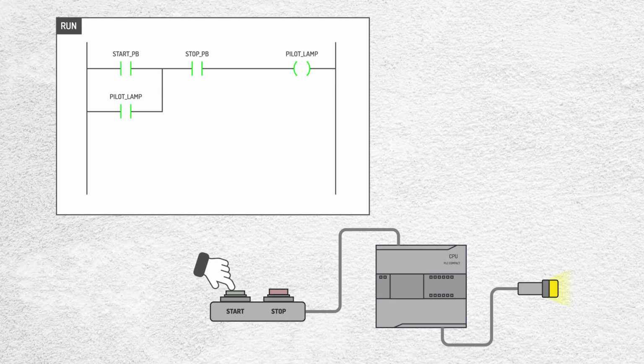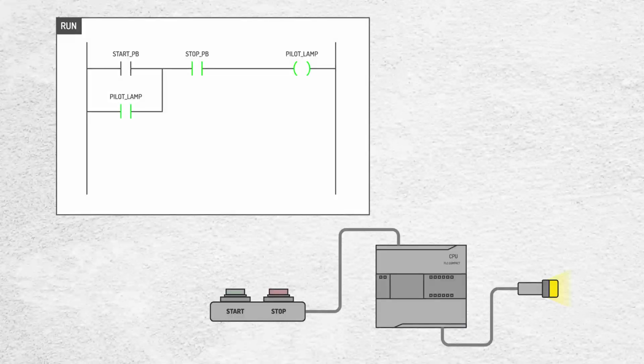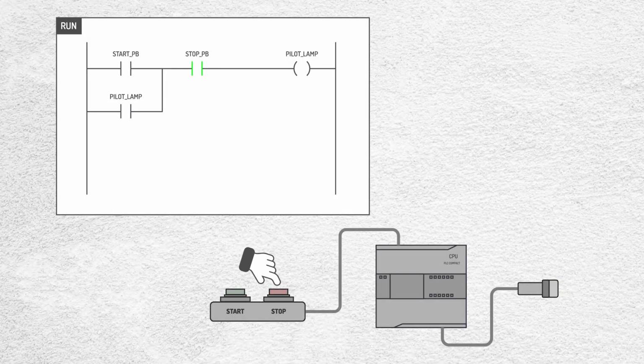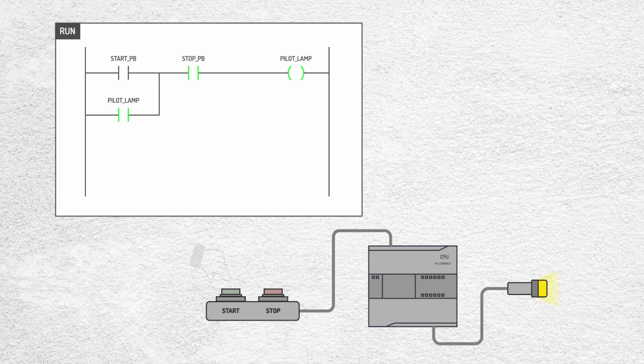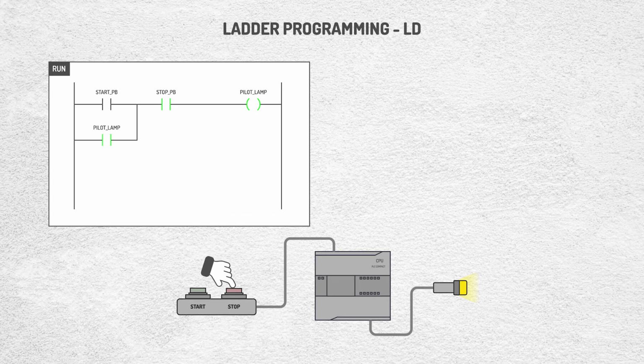This contact keeps the circuit active even after releasing the start button and only deactivates when the stop button is pressed. This scanning process repeats continuously and at high speed, evaluating the state of all variables several times per second, ensuring a fast and accurate system response. We can also see part of the program implemented in TIA Portal.